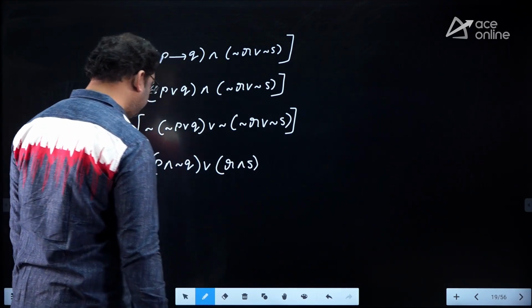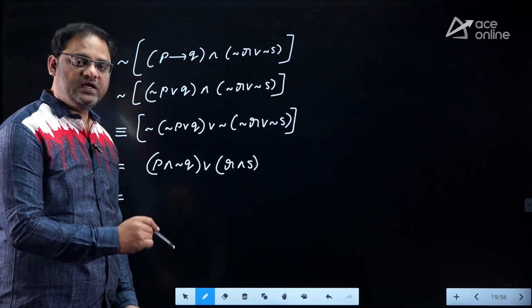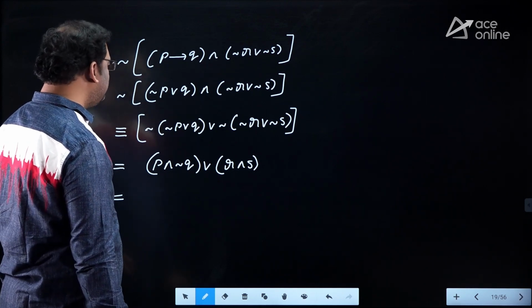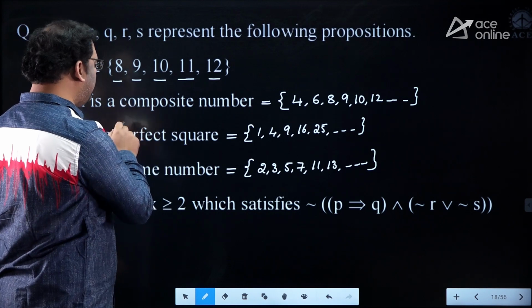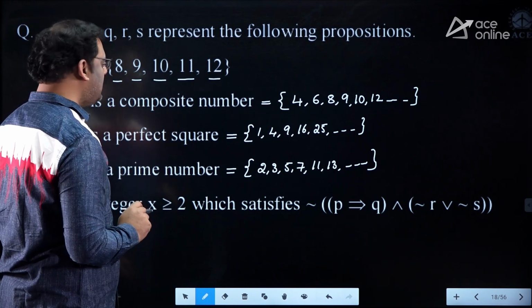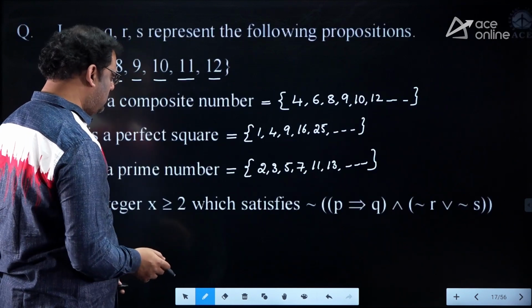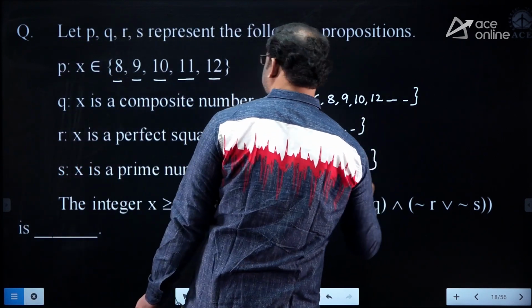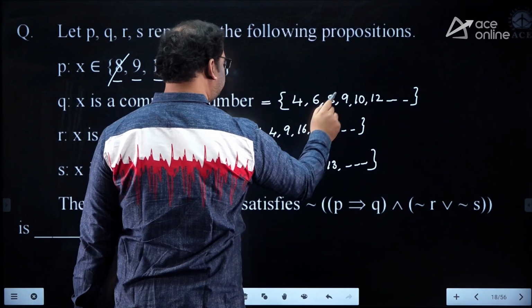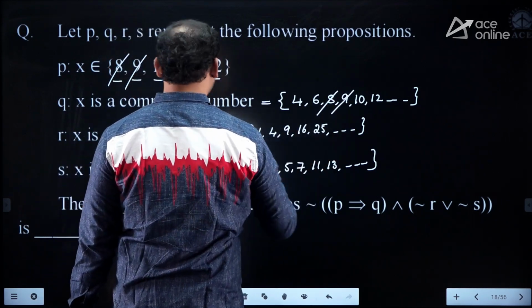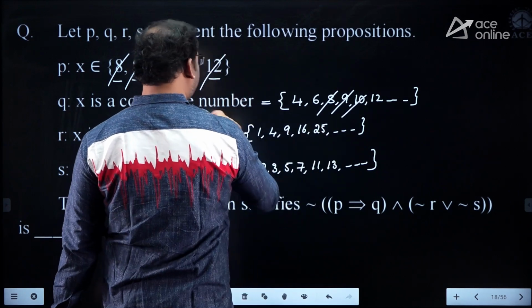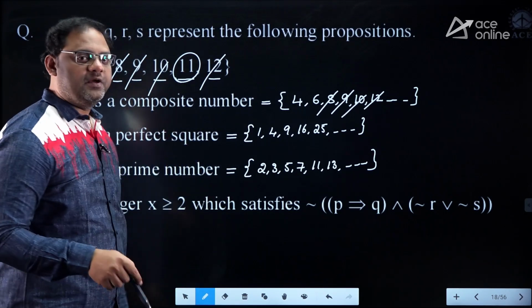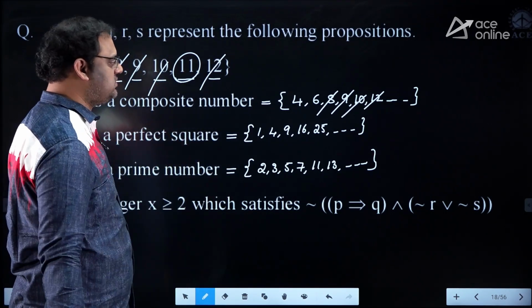Let us examine. I want some integer x. For that integer, P should be true, Q should not be true. What is that? What is P? P says that x can be either 8 or 9 or 10 or 11 or 12, something like that. And Q should not be true, not Q. Not Q in the sense, Q says that it's a composite number. So 8 doesn't satisfy, 9 doesn't satisfy, 10 doesn't satisfy, even 12 also doesn't satisfy, but 11 can satisfy. When x is equals to 11, the proposition P is true and Q is false, right?